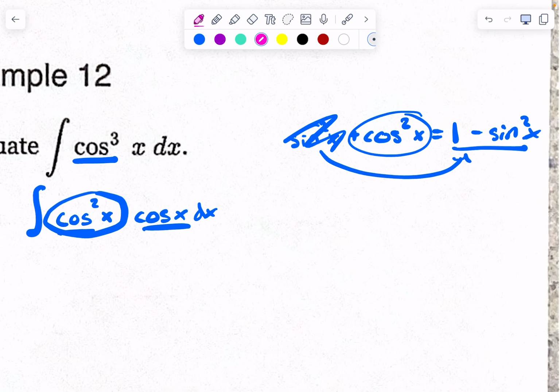Can we change it to 1 minus sine squared x? I just subtracted the sine squared x over, because we're going to take this and plug it in right there. We haven't even taken the derivative yet, and we haven't even assigned u yet.